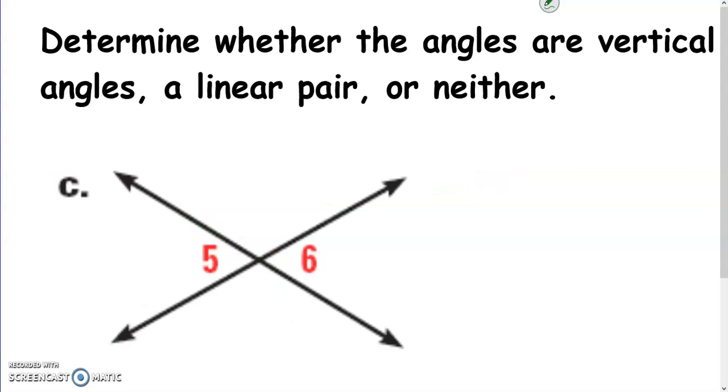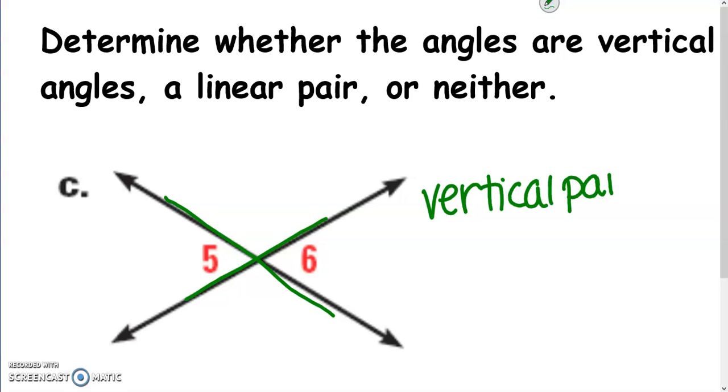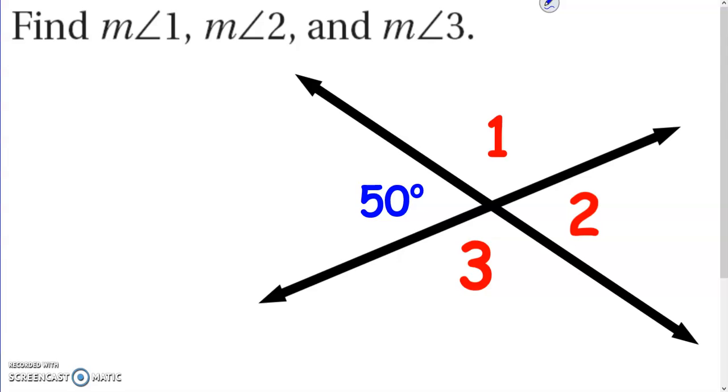Angle 5 and angle 6, now these two angles are formed by two intersecting lines. So this is where we have vertical angles. So, for example, if this angle is 50 degrees, then we know that angle 2 is 50 degrees because they are vertical angles, which means that they are congruent.